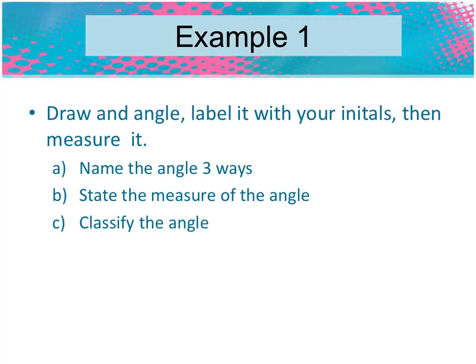All right, example 1. Draw an angle, label it with your initials, and then measure it. And I'm going to show you a trick to measuring, okay? First, just draw it. So draw any sized angle, 180 or less, and label it with your initials. If you have more than 3 initials, just pick 3 letters. Or if you have less than 3 initials, just pick 3 letters. Just don't duplicate them.